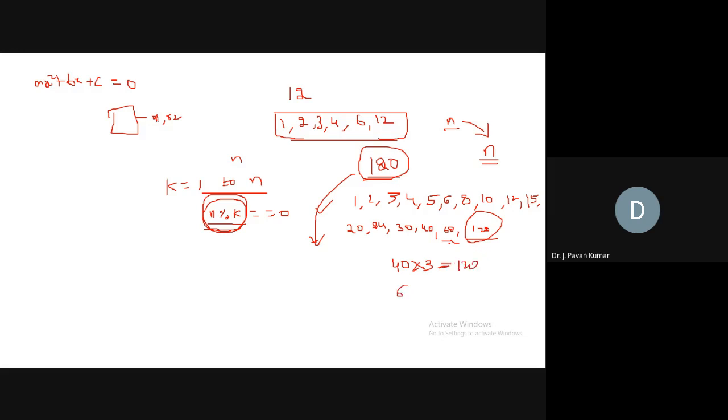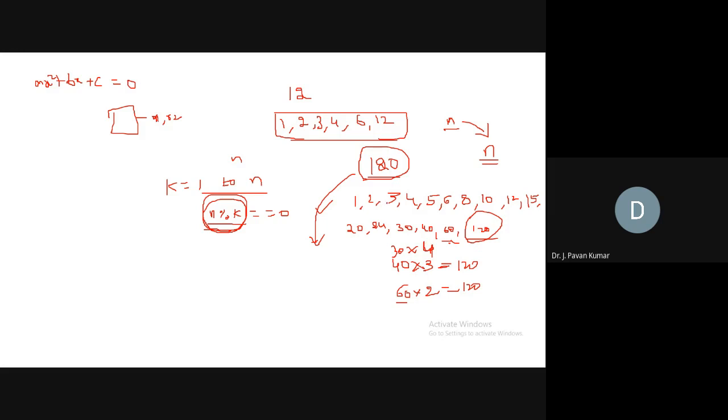Similarly, 60 is a factor, so 60 multiplied by 2. Next, similarly 30 multiplied by 4. Similarly, 24 multiplied by 5 is 120. Next, 20 multiplied by 6, 15 multiplied by 8, then 12 multiplied by 10. Like this, we have several factors. For all those factors, we have some multiple, isn't it? 30 multiplied by 4 is 120. 40 multiplied by 3 is 120. 60 multiplied by 2 is 120. So like this, we have whole numbers.